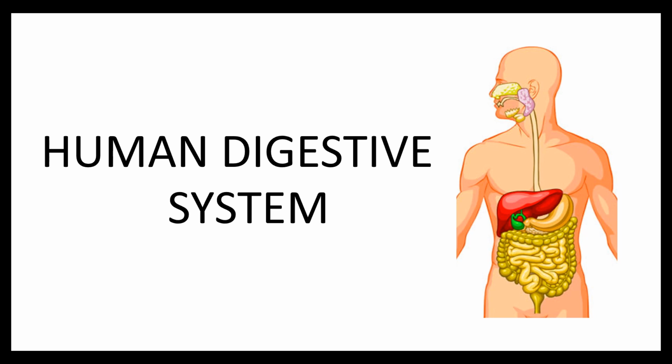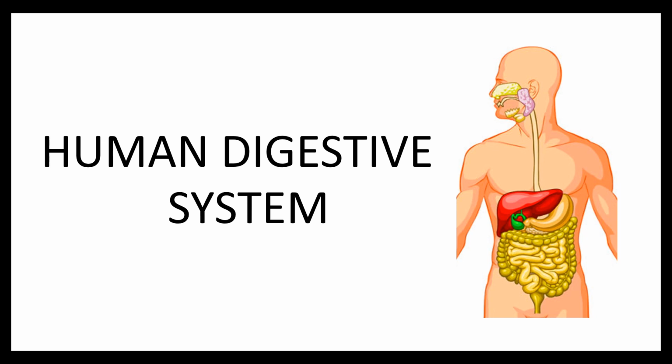What will these organs do? Now, we say that if we eat food, we get energy. But how do we get energy? These digestive system organs work together and convert the food into energy for the body.